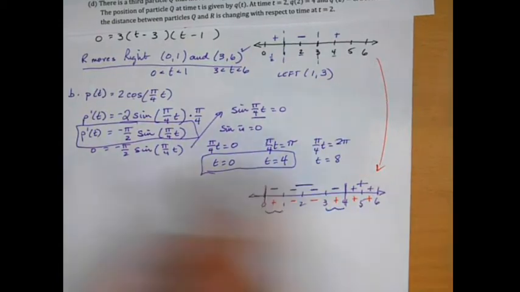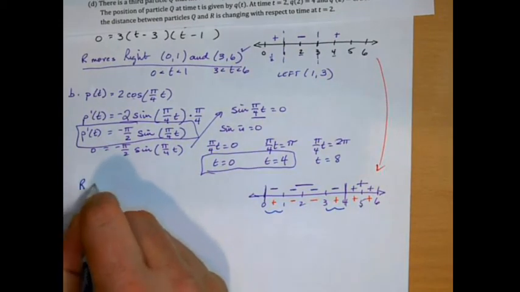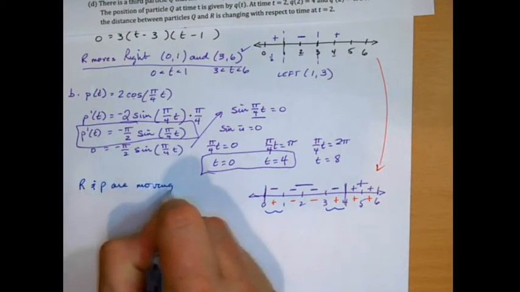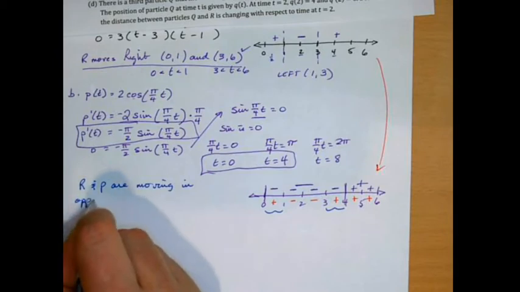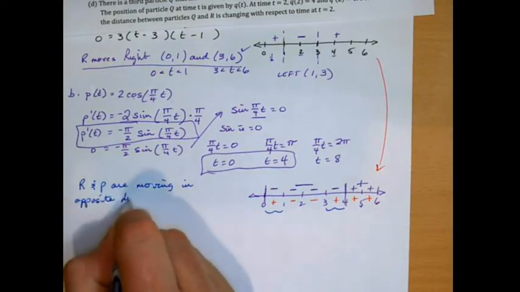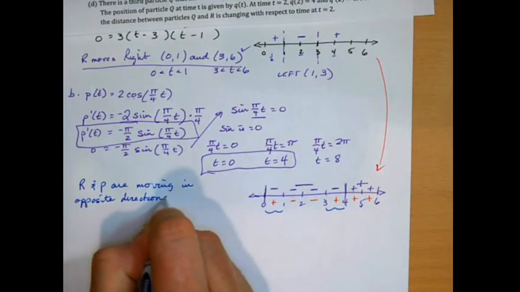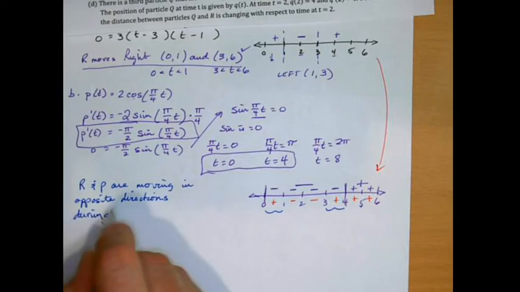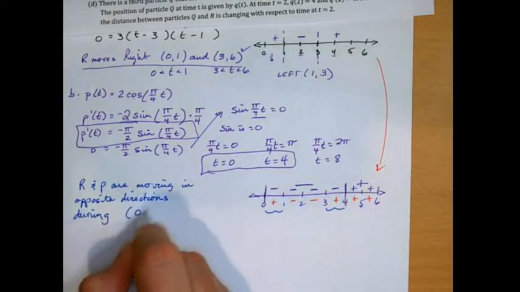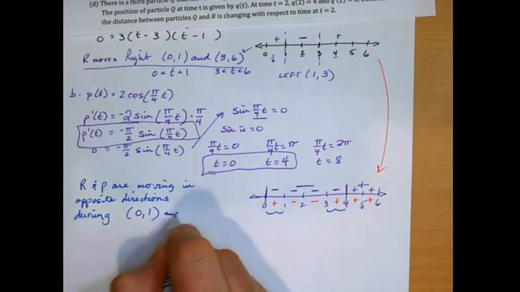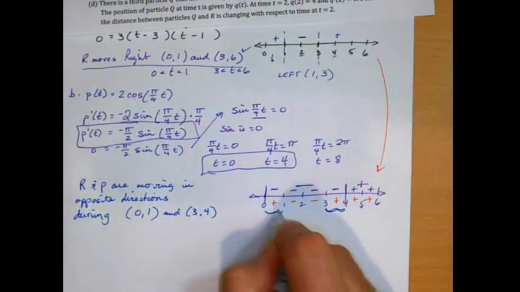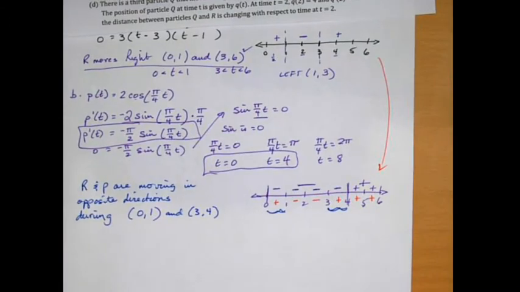So now what we're looking at is where the two signs are different between these two and between those two. So we would say R and P are moving in opposite directions during the times of 0 to 1 and 3 to 4. Between these two times, those are the times when they are moving in opposite directions.